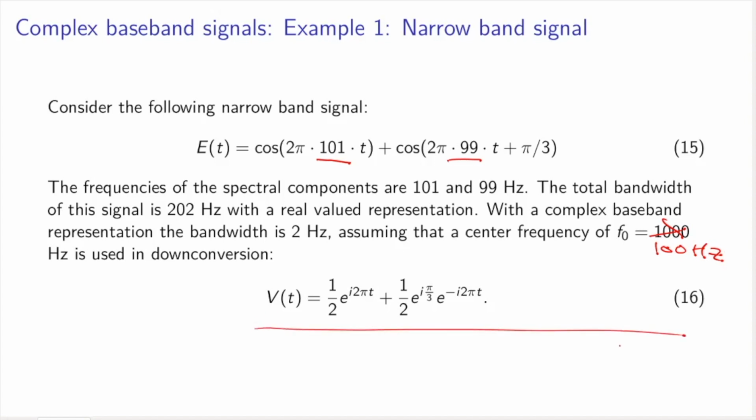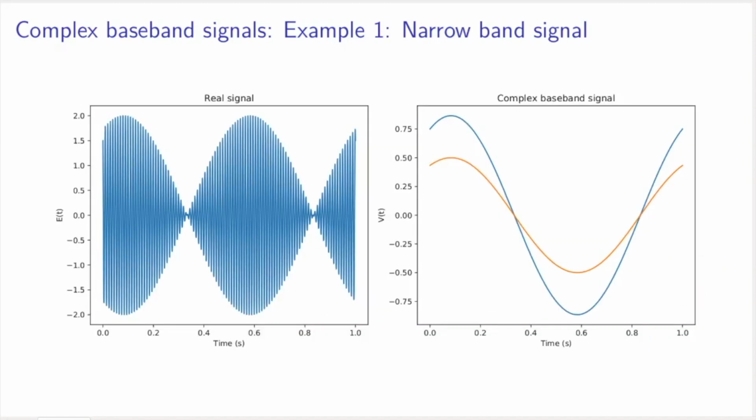This signal retains all of the information of the original real valued signal, but now has a bandwidth of only 2 Hz. Here is a plot of the real and complex representations of the signal from the previous example, with the real valued signal shown on the left-hand side and the complex valued signal shown on the right-hand side.